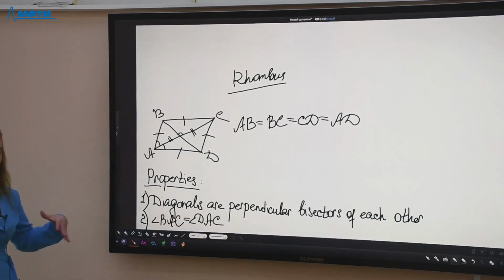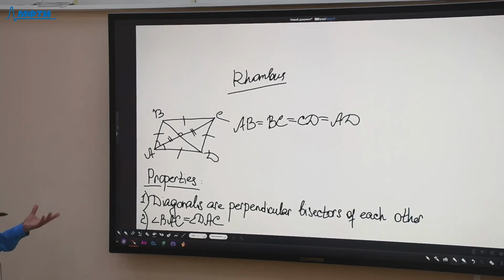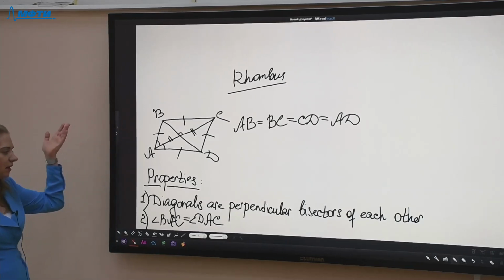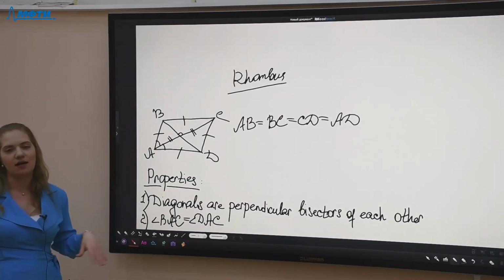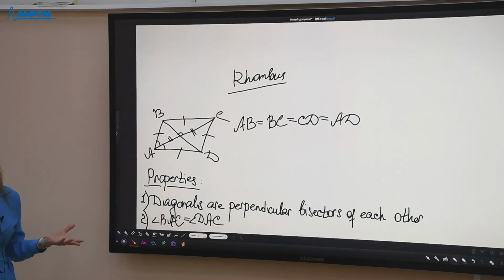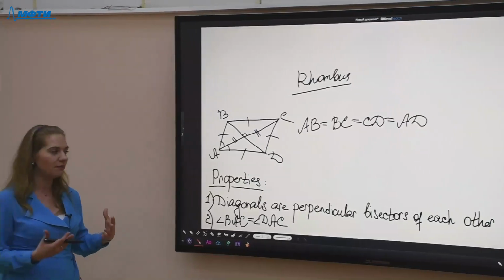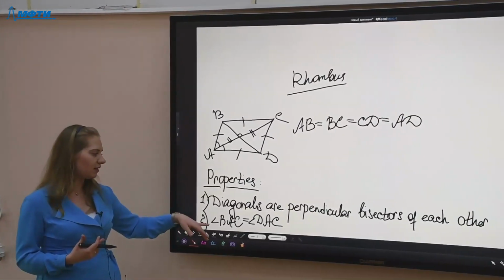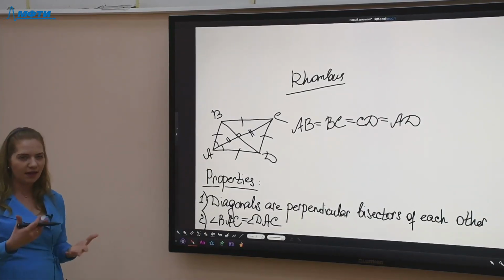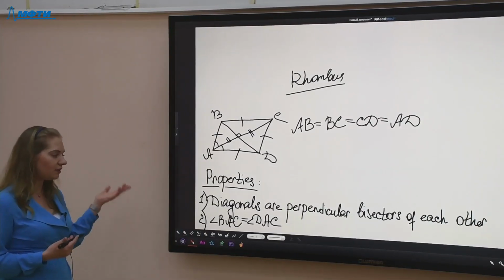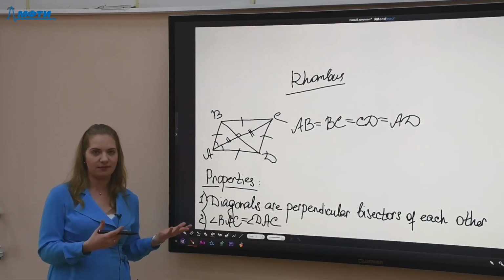And again, if we have a parallelogram and we want to prove that this parallelogram is a rhombus, we can use the properties. So we can show that diagonals are perpendicular bisectors of each other. It means that this parallelogram is a rhombus. Or we can prove that a diagonal is a bisector. Again, we can use these facts to prove that our parallelogram is a rhombus.